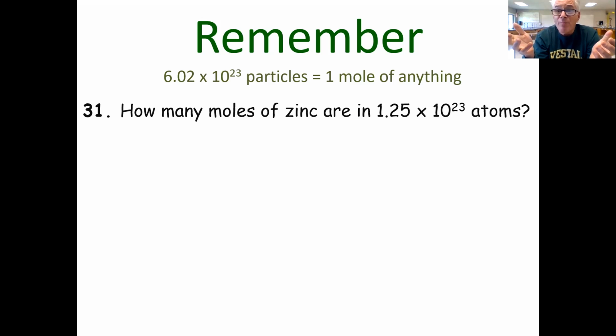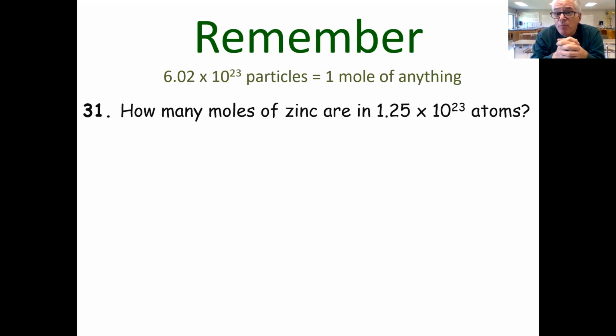So this is a harder problem, right? Look at these numbers. Oh, look at that big number. It's going to be hard. How many moles of zinc are in this many atoms? We haven't done a problem like this before, but we're going to do it now. It's not that hard. You just got to use a calculator and take your time. What's our starting point?